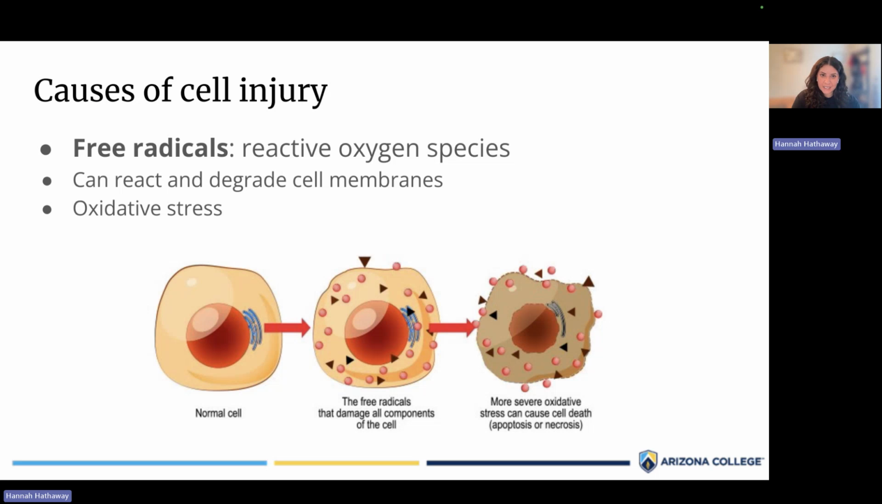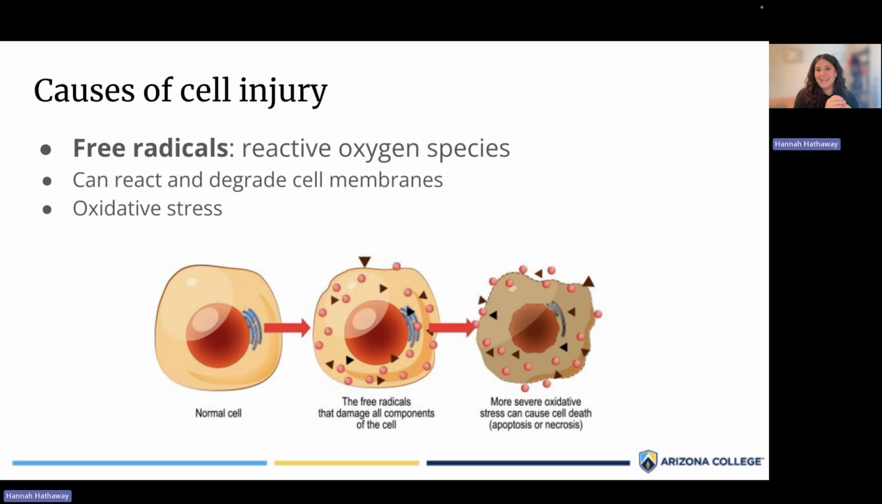Okay, so the second cause of cellular injury that we are going to go over is something called free radicals. These are also called reactive oxygen species. So you might remember from chemistry that when you have two atoms sharing electrons, that makes a covalent bond. And that's because atoms like to have full valence shells, right? So it turns out that electrons are very reactive, and they like to exist in pairs, like a shared pair of electrons in a covalent bond.